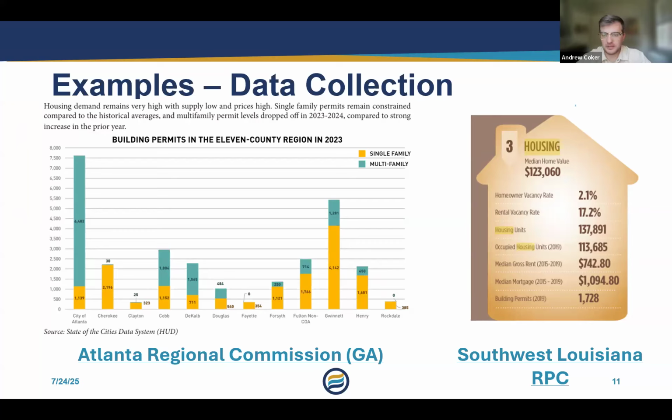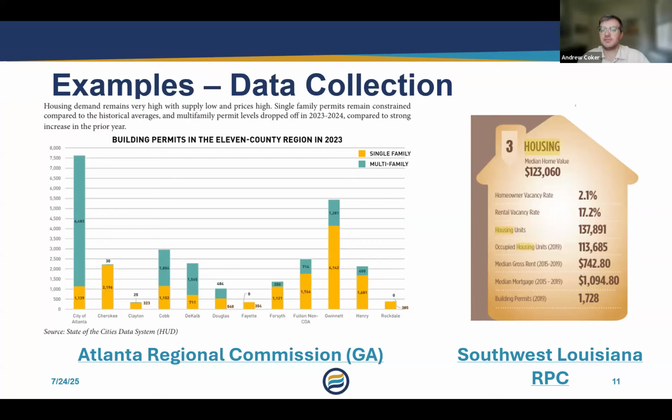And the second example is Southwest Louisiana RPC, located around the Lake Charles region in Southwest Louisiana. They had several of these bullet points. I say bullet points, but maybe house points would be a better way to say it. For each of their communities and counties, showing homeowner vacancy rates, rental vacancies, housing units, occupied housing units, gross rent, median mortgage, building permits issued, just to give everyone a snapshot of what's happening in their region.